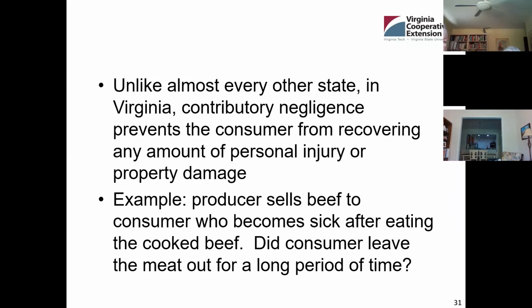So here's an example. A producer sells beef to a consumer who becomes sick after eating the cooked beef, right? So did the consumer leave the meat out for a long period of time? Was the consumer at all responsible for this? Could it be the fact that the consumer got sick because they left the beef out for a couple hours longer than they should have, and then they decided to cook it, right? If that was deemed what happened, then the producer would not be held liable, right? Again, that's something that's relatively unique to Virginia and a few other states.